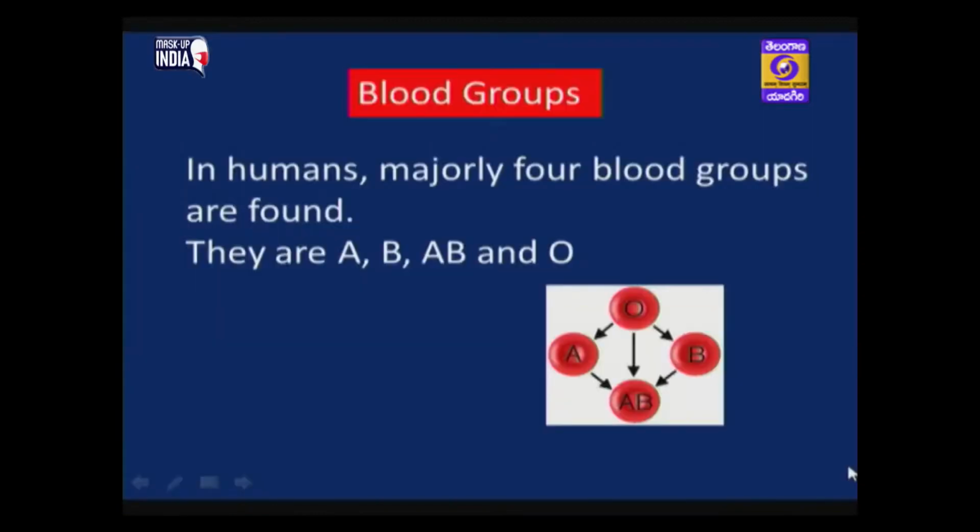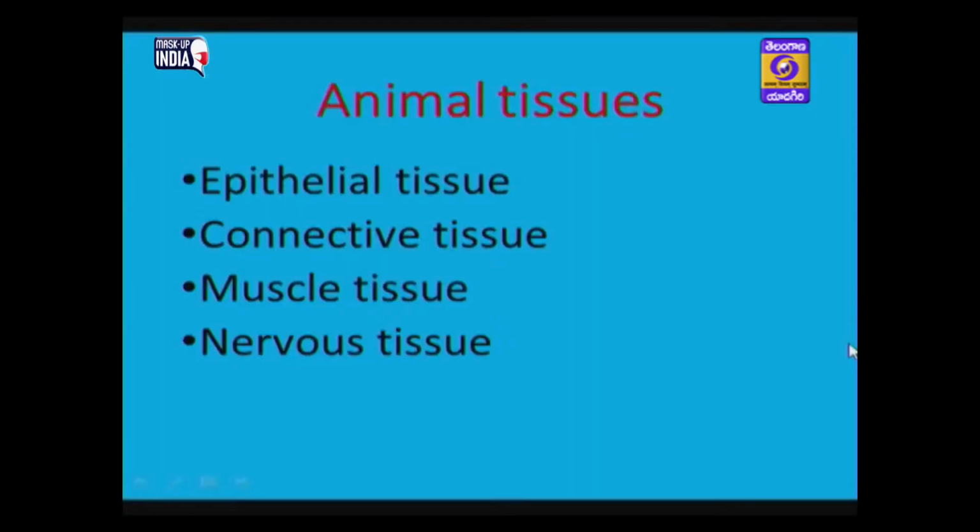Blood groups. Karl Landsteiner first found blood groups in humans. In humans, majorly 4 blood groups are found. They are A, B, AB and O. The persons having AB blood group are called universal recipients, and the persons having O blood group are called universal donors. Now, the third type of tissue is muscle tissue.